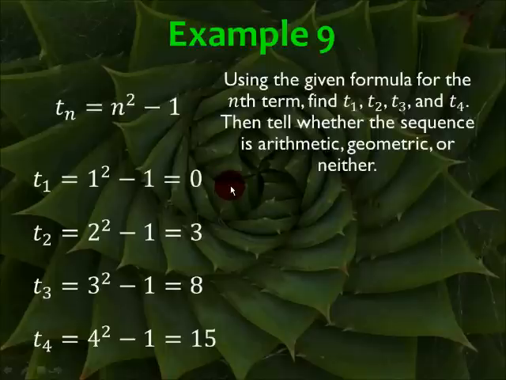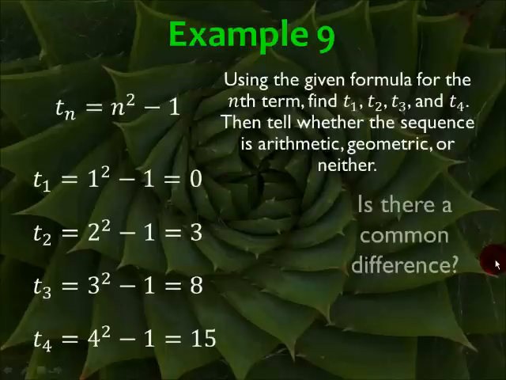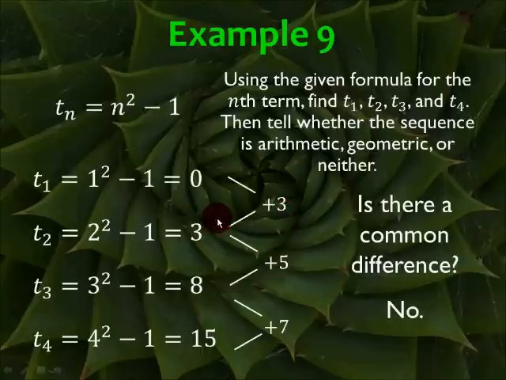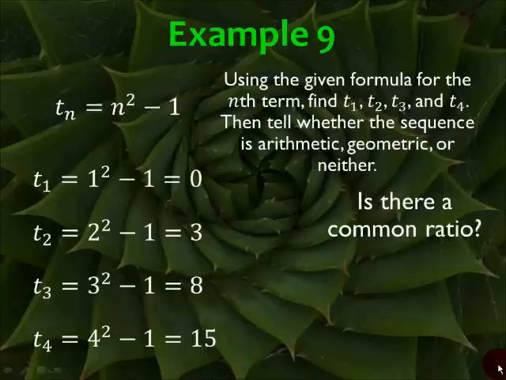Those are your first four terms of the sequence. Now, is there a common difference? Well, let's see. Between T1 and T2, we had to add 3. Then we had to add 5. Then we had to add 7. Therefore, it is not an arithmetic sequence because we don't have a common difference between any two successive terms. There is a pattern, but that doesn't make it an arithmetic sequence. What about a common ratio? Let's see. To go from 0 to 3, well, you can't multiply anything by 0 to get 3, so that's undefined.